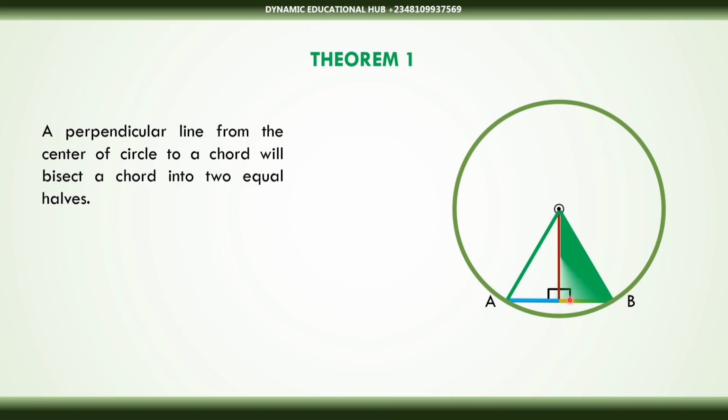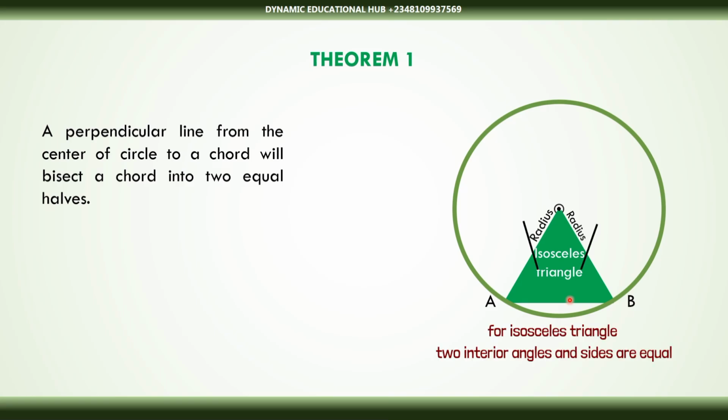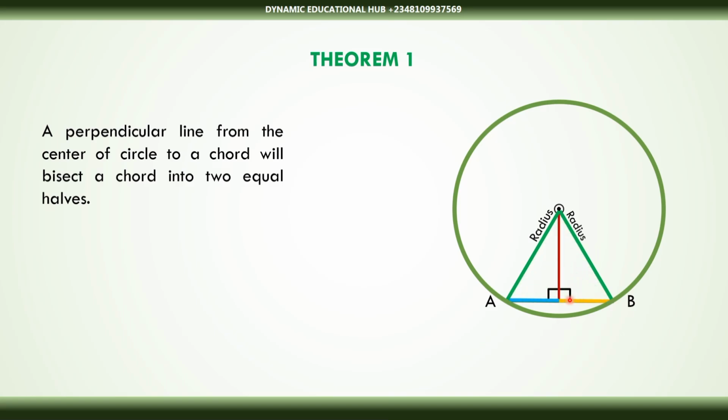So we have an isosceles triangle. We have two radii. In an isosceles triangle, the base angles, the interior angles, are the same. So we have two right angle triangles coming together to form an isosceles triangle, which means this angle will be equivalent to this angle, and this angle will also be equivalent to this angle.